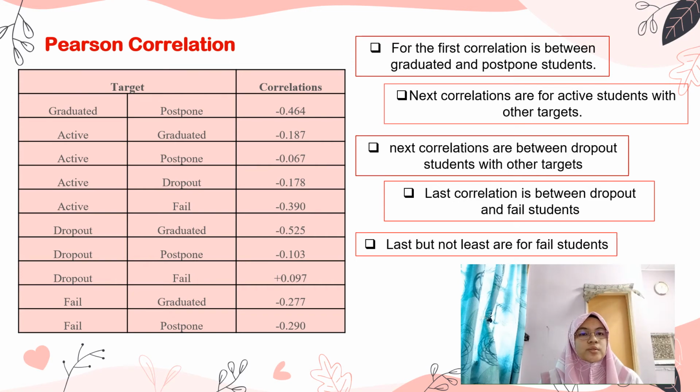The table above shows the Pearson correlation between the targets. The first correlation is between graduated and postponed students. It indicates a low negative correlation of negative 0.464. It shows that graduated students and postponed students have a low negative relationship with each other.